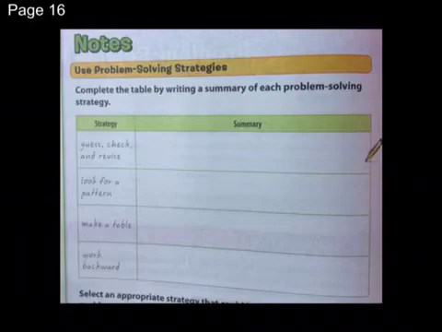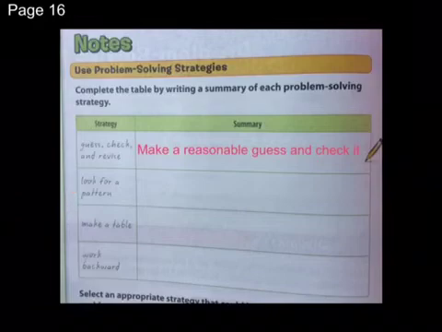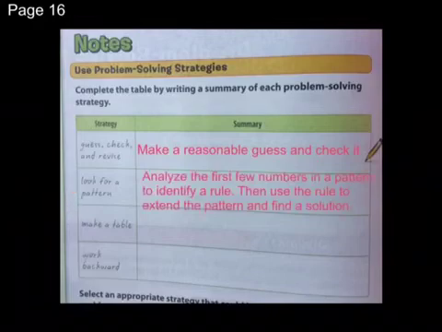Continuing on to page 16, we're going to take some notes, pretty much a summary or a review of what we've learned so far. We learned the 4-step problem-solving strategy. What does it mean when we say guess, check, and revise? Well, it means to make a reasonable guess and then check it. That's what it really means. Next, look for a pattern. What does that mean? Well, it means to analyze the first few numbers in a pattern to identify the rule. Then use the rule to extend the pattern and find a solution.